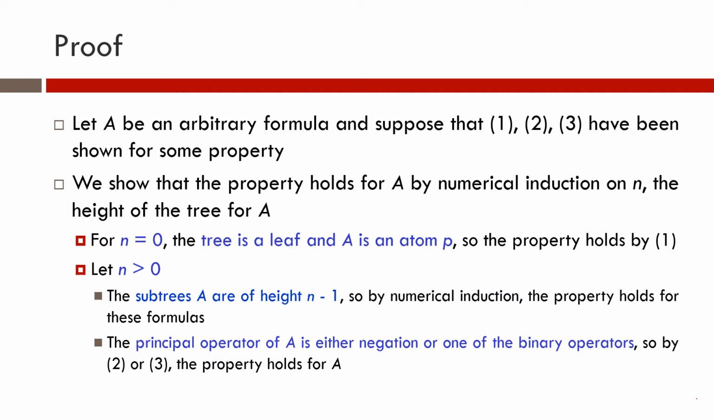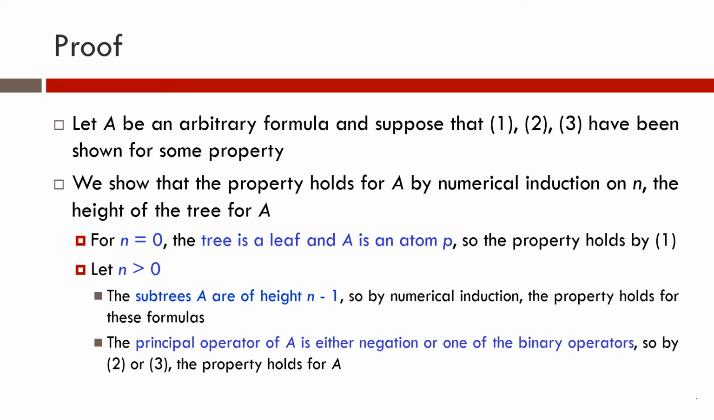Okay, now we will move on to the proof. Let A be an arbitrary formula. A is some formula in the propositional logic, and suppose that we have proved the theorems which were stated earlier. Like we have proved theorem 1, theorem 2 and theorem 3 have been shown for some property. Now we show that the property holds for A by numerical induction on the height of the tree.